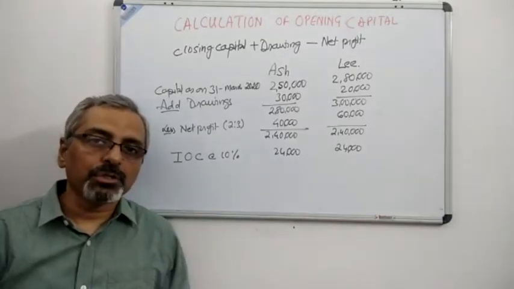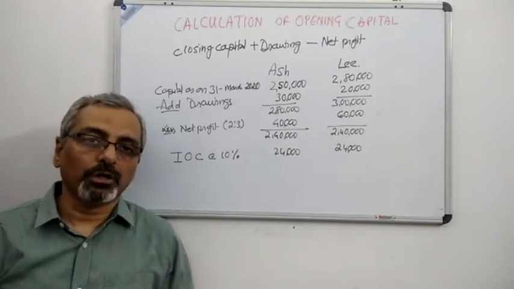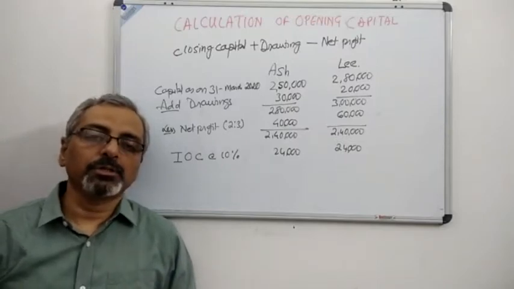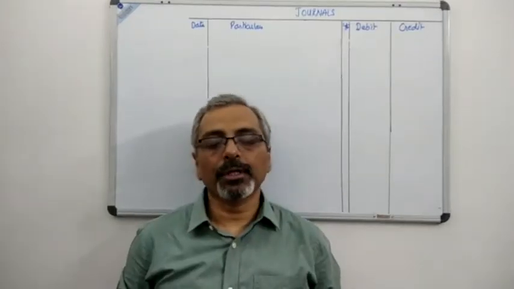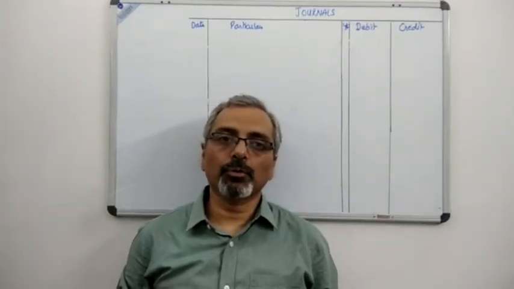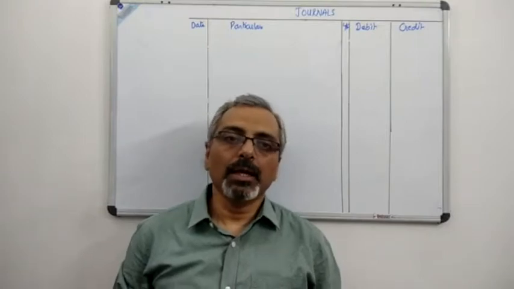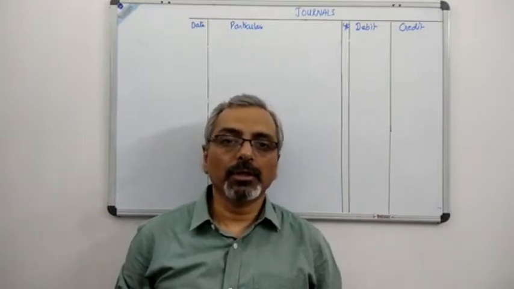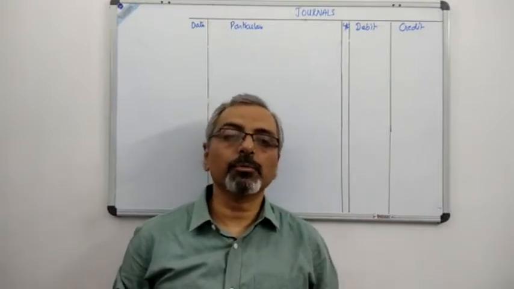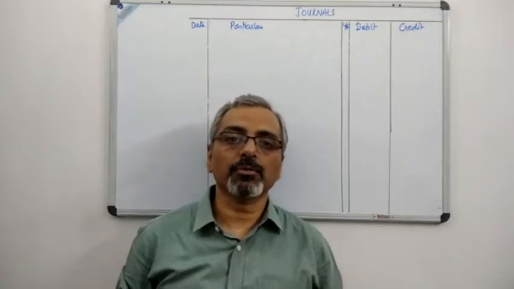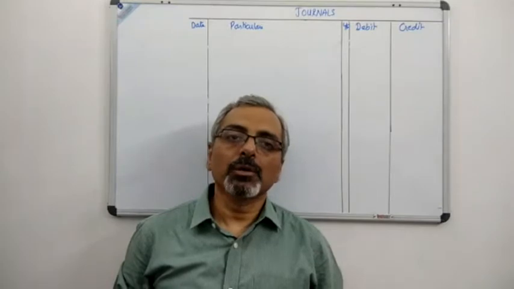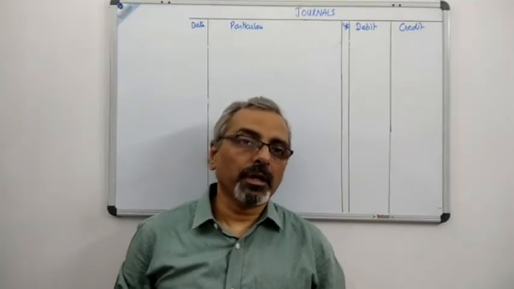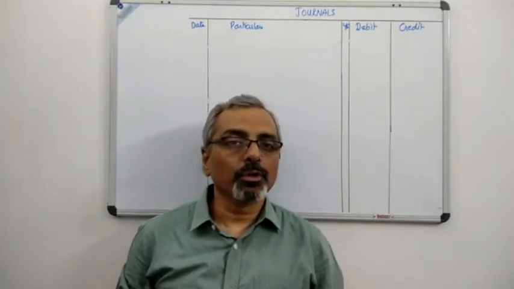After the calculations are over, now we'll move on to the journal entries and see how the sum is done. After calculating the interest on capital of 24,000 for both partners Ash and Lee, and after seeing the profit of the year, which was 1 lakh, distributed in the ratio of 2:3, that is 40,000 and 60,000, now we'll make the journal entries to correct this error. See very carefully, we'll be making more than one journal entry.